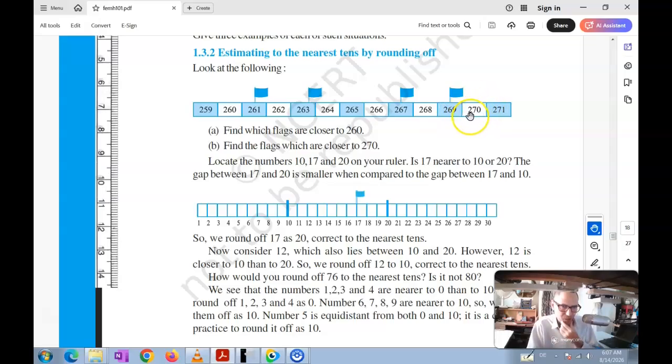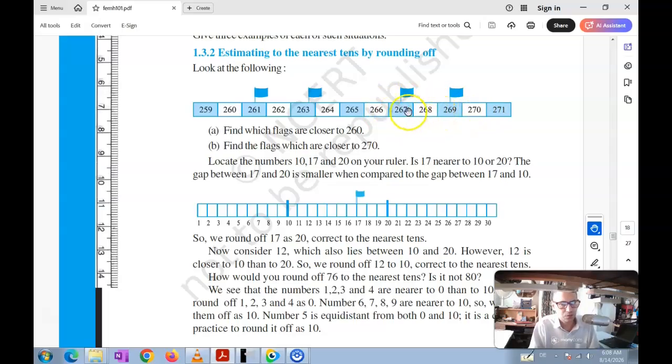And then, for example, 261 is closer to 260 than it is to 270. So if you were to round this number to the nearest tens, you would round down and end up with 260. 263 is also much closer to 260, so again you would round down to 260. On the other hand, 267 and 269 are much closer to 270.